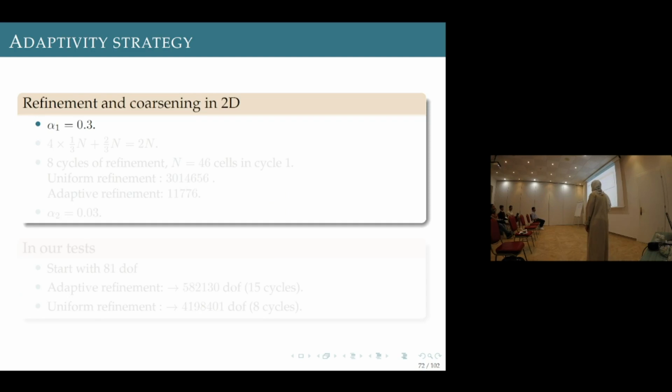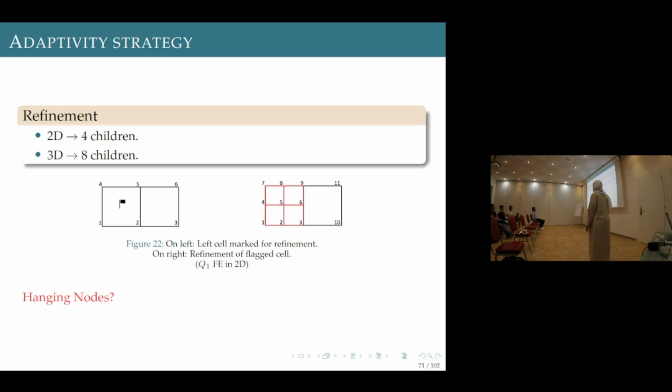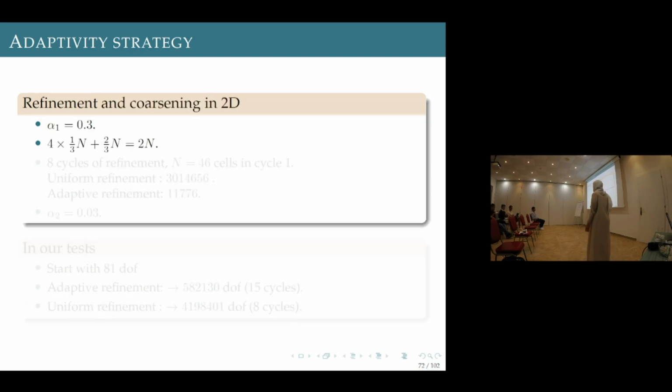In our case, we chose alpha 1 to be 0.3, and we chose this specifically because, if you remember, every cell is split into 4. That means if I'm doing a global refinement, I will multiply the number of cells in every cycle by 4. This is a big number. But if I choose alpha to be exactly 0.3 in 2 dimensions, I will just get 2 times the number of cells in the previous cycle. So this is why we chose this number exactly. In 3 dimensions, you can use 0.7 in order to get double the number of cells.